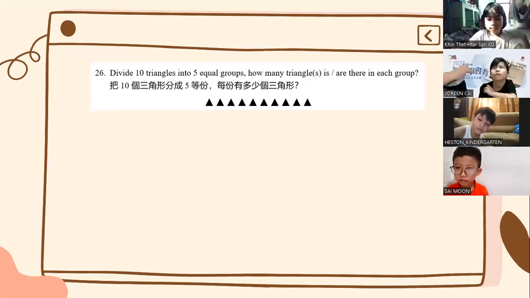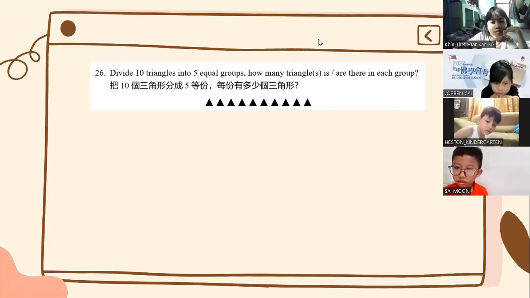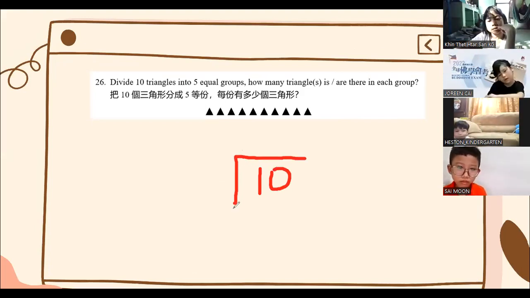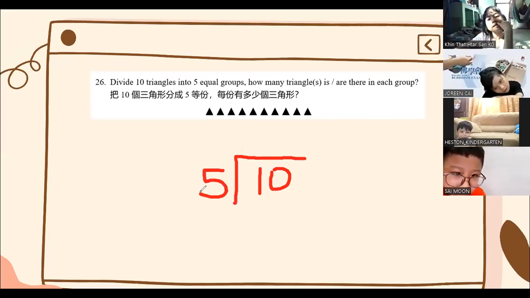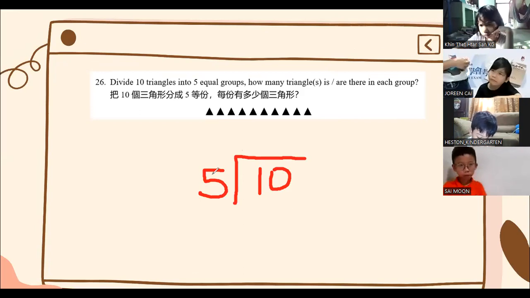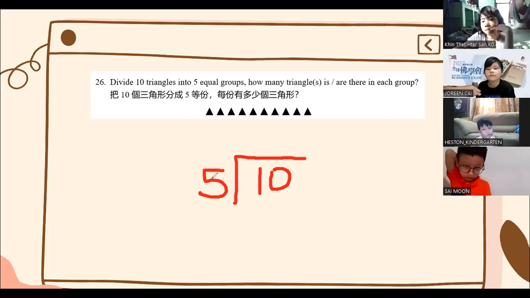Okay. How many triangles do we have? You have 10. You said that you have to divide it into 5 equal groups, so meaning you have 5 groups. So you can automatically divide this. Because you said divide 10 triangles into 5 equal groups, we'll get how many triangles are going to be in each group. So 10 divided by 5 is?